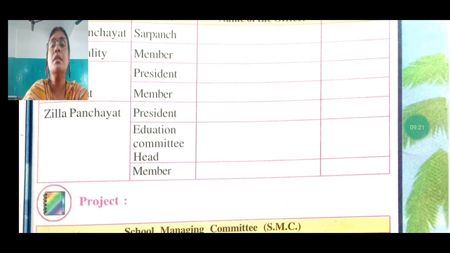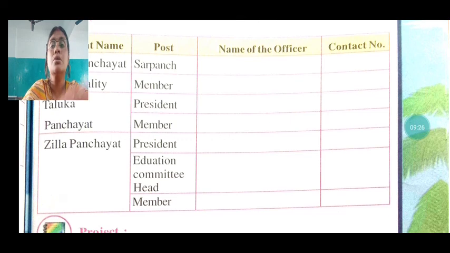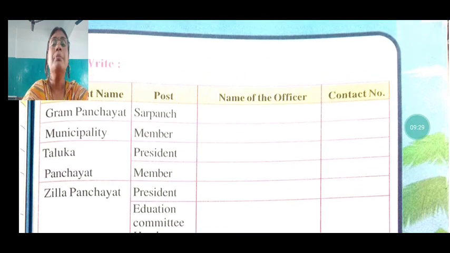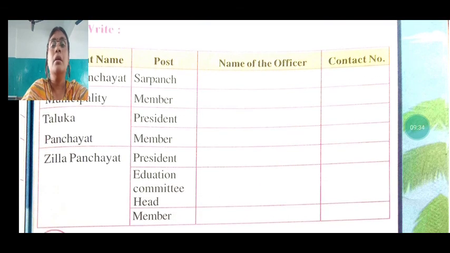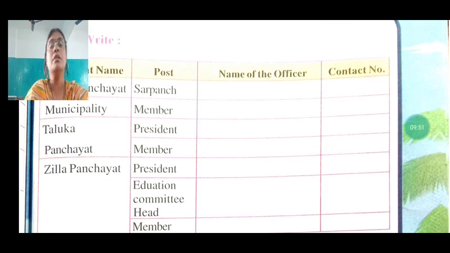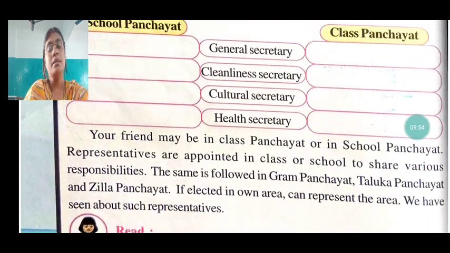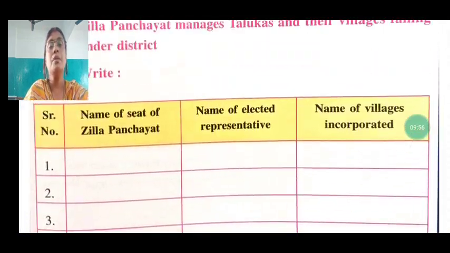A few committees are also there in jilla panchayat, like the education committee is there to look after the schools, how the schools are running. In this way, they have divided each area of working: for cleanliness some committees are there, for health committees are there, for transportation and roads different committees are there. So in this way they divide the district or the jilla panchayat. So this is all about your lesson number 14, that is our panchayat.